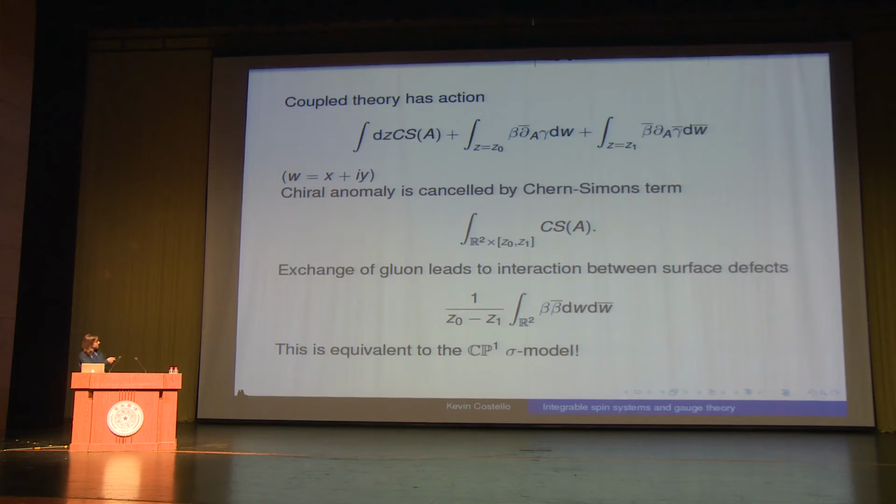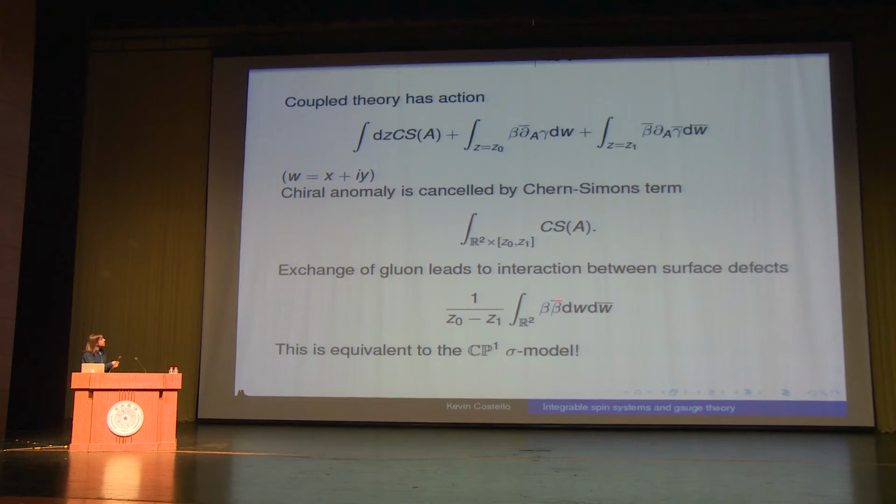And let's think about what this looks like after this Wick rotation. We've just coupled to a beta gamma system at z0 and a beta bar gamma bar system at z1. And of course, the beta gamma system has a chiral anomaly, as does the beta bar gamma bar system, but this is cancelled by introducing a Chern-Simons term, which is integrated over a 3-manifold which ends on each of these surfaces.